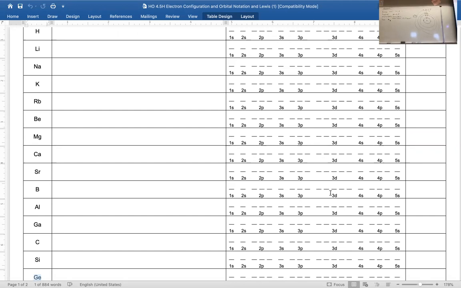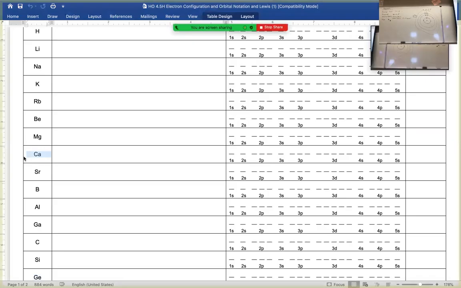20 for calcium. Cool. If it's 20 protons, we can assume it to be neutral. We got 20 electrons. I like it. So we got 20 electrons. Oh, I got to click on the pen first. 20 electrons. Oh, I should do that in black. Sorry. Cool. Where do we start?